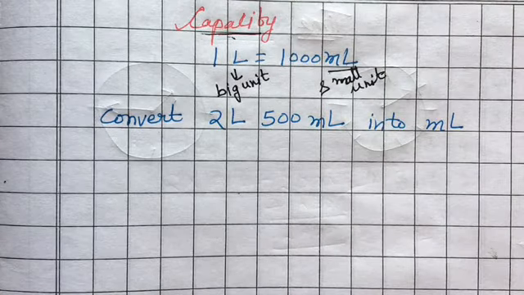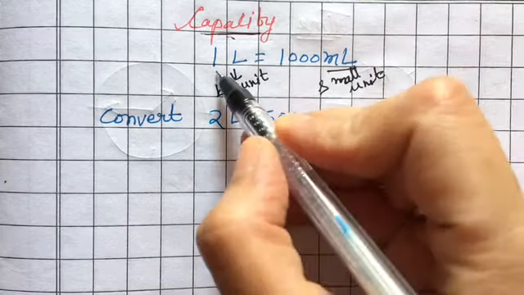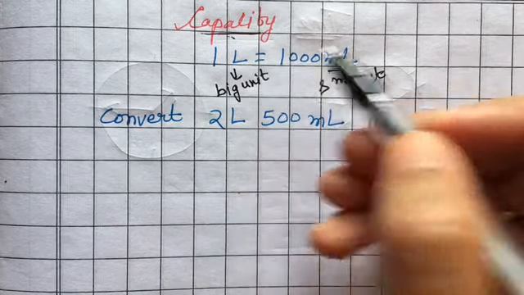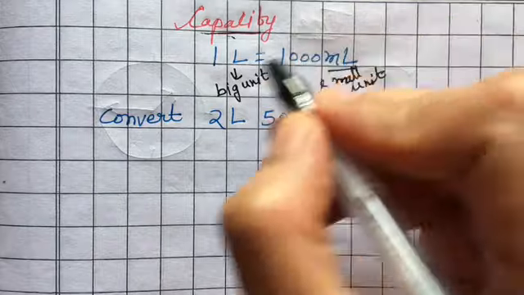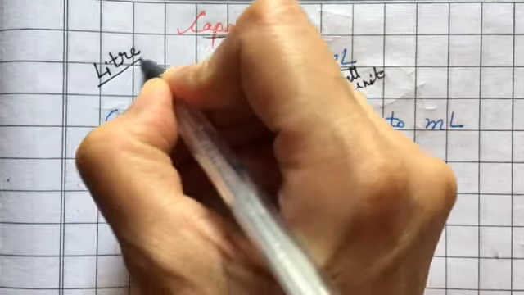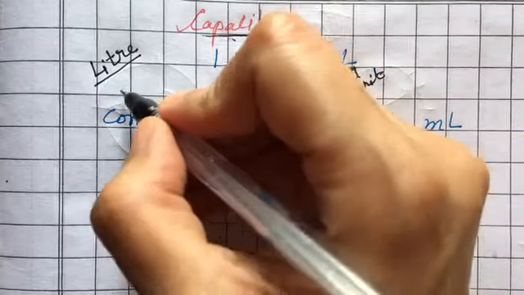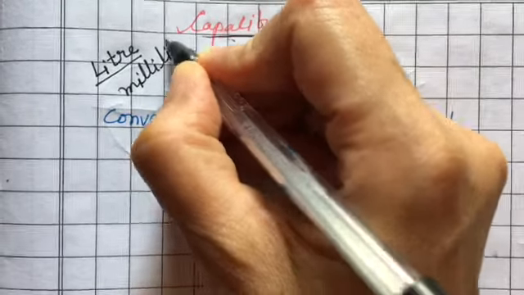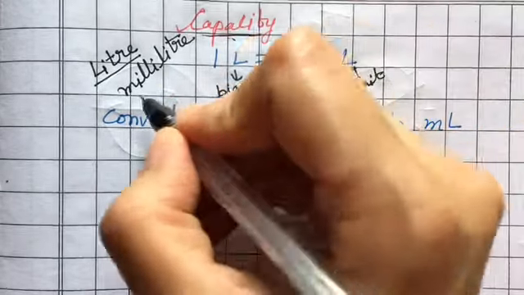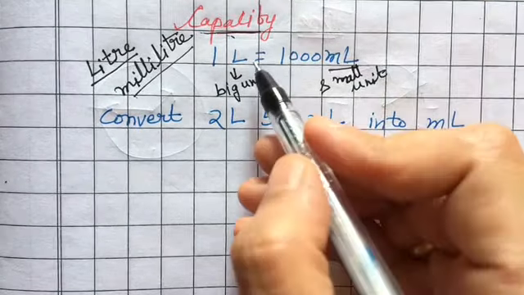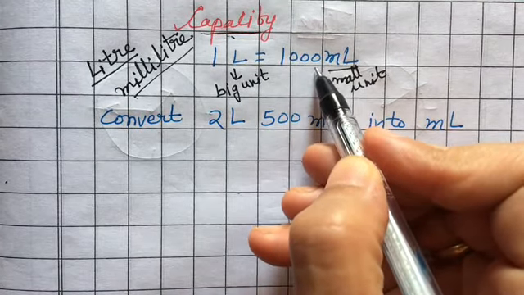Fine. So we have studied 1 liter equal to 1000 ml earlier also. So we write it like LITRE, liter. Fine. And milliliter, MILLI, milliliter. So these are the basic two units of capacity. 1 liter is equal to 1000 milliliter.